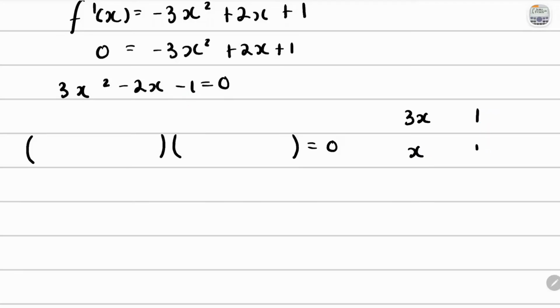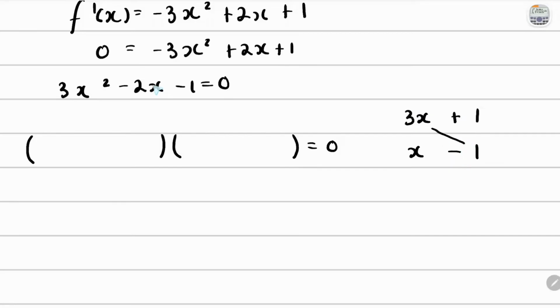Factors of 1, it's just 1 and 1. And now we just need to see how this should be put. This needs to be negative, so one of these ones should be negative. So I'll go ahead and give the 1 to the factor that I can see will become bigger when we cross multiply. So that's going to be minus 1 and positive 3.